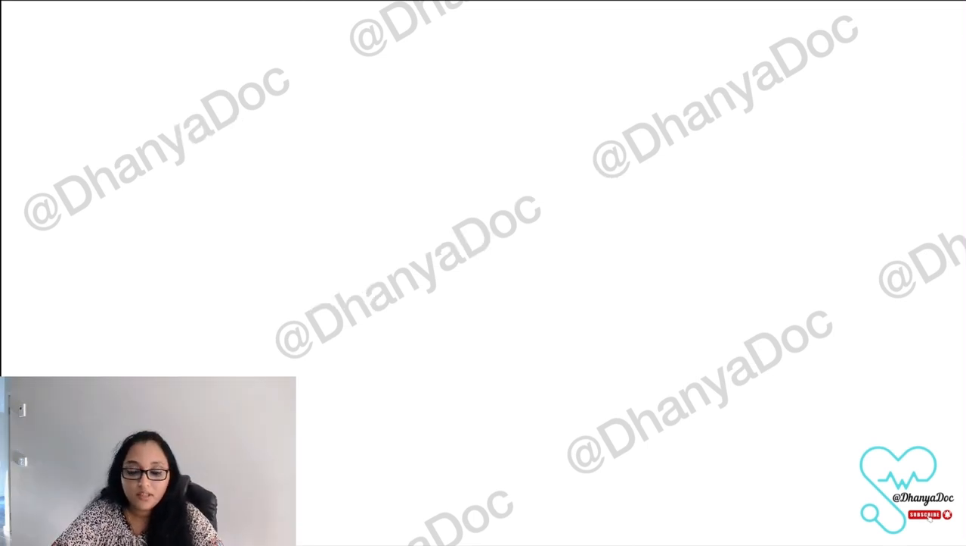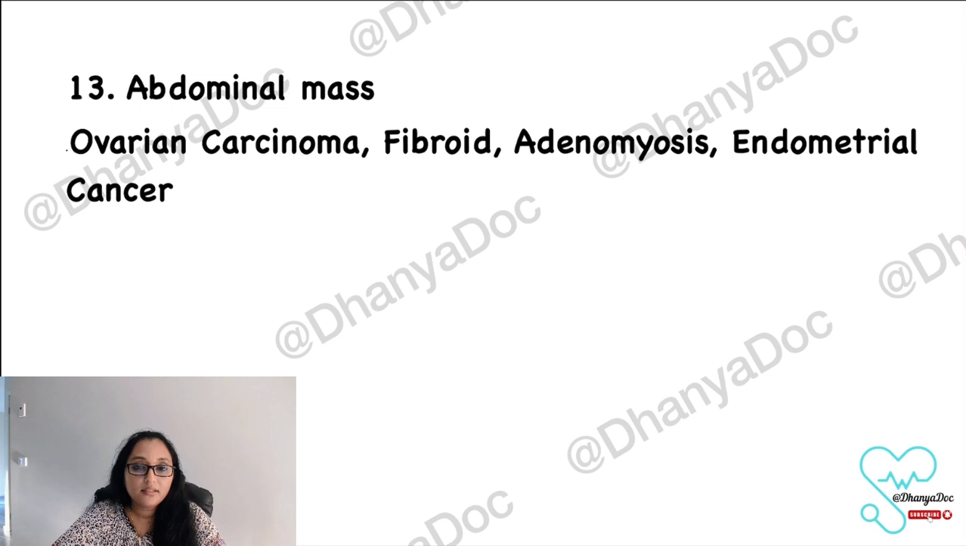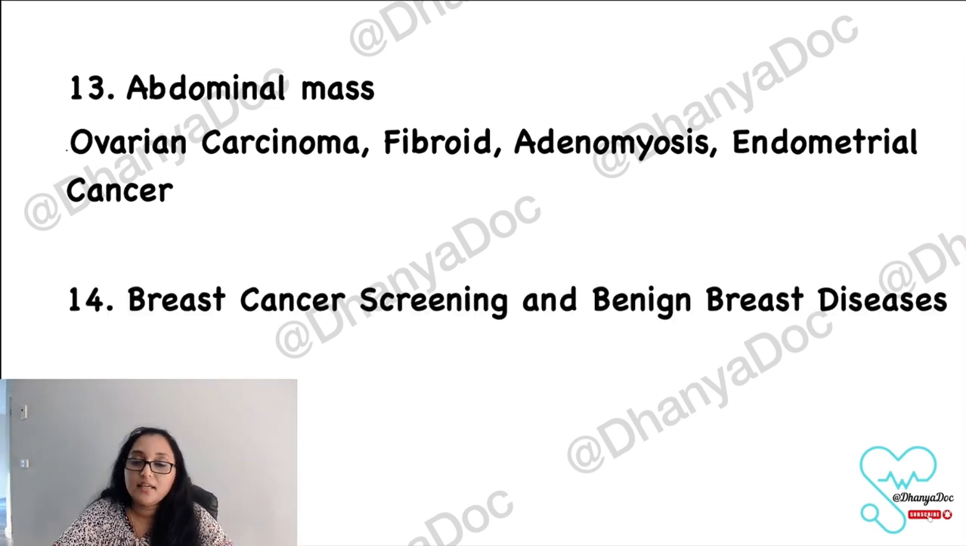The next important topic is abdominal masses. Here they will again ask questions related to fibroids, adenomyosis, or the gynec onco part like ovarian CA, and you should know the management part. They will ask different scenarios, like what will you do if the family is completed, what will you do if the family is not completed. Another important topic is breast cancer screening and benign breast diseases. This is an overlapping topic with surgery.